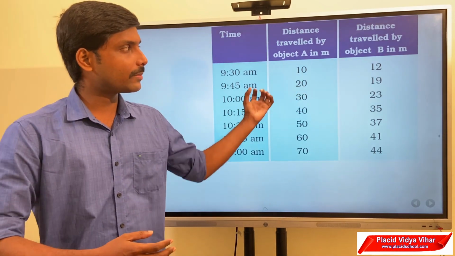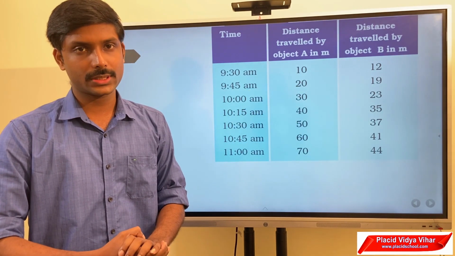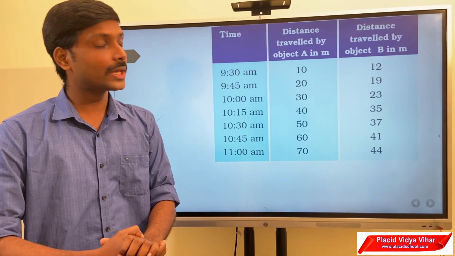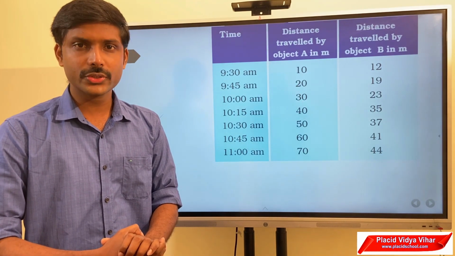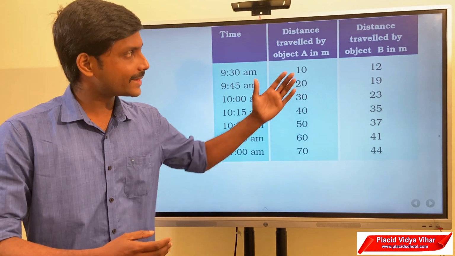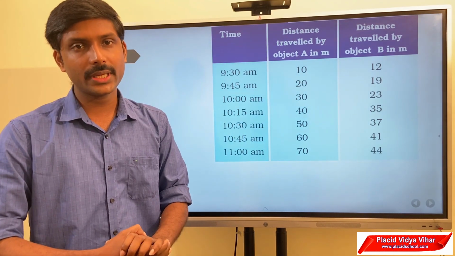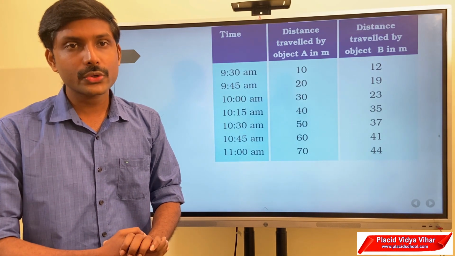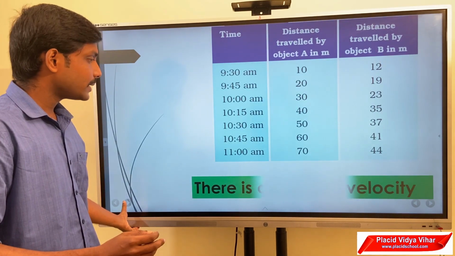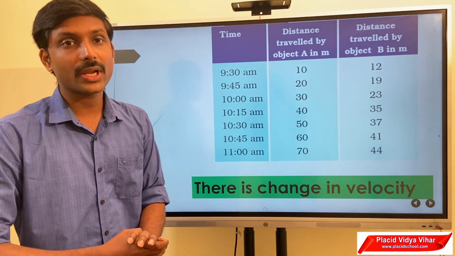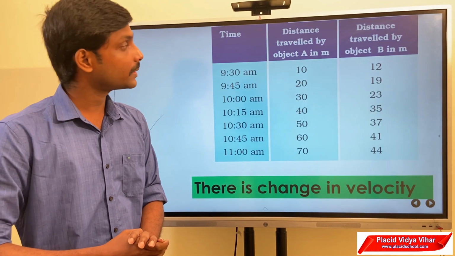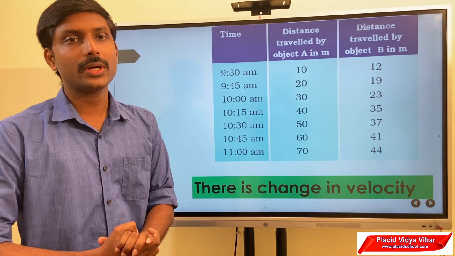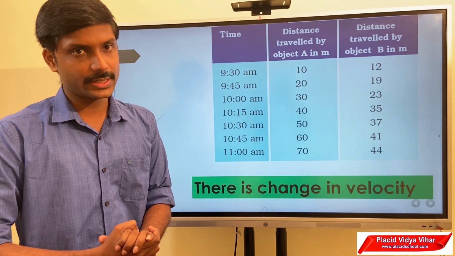So what can you say about the motion of the two objects? Object A, it is having uniform motion, is it? Whereas object B is having non-uniform motion. There is a change in the velocity of object B, and we term that particular quantity as acceleration.